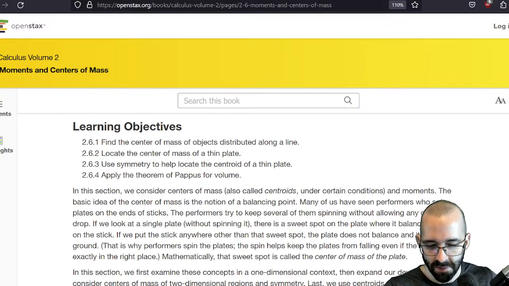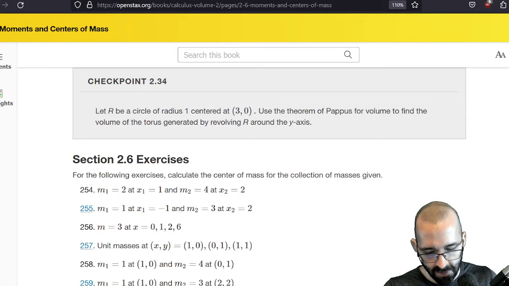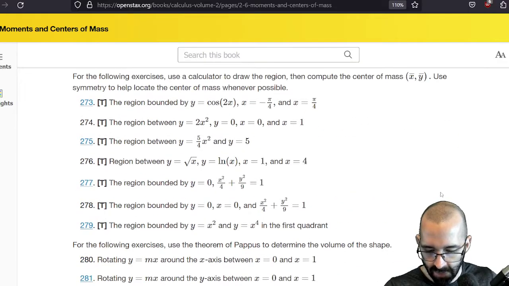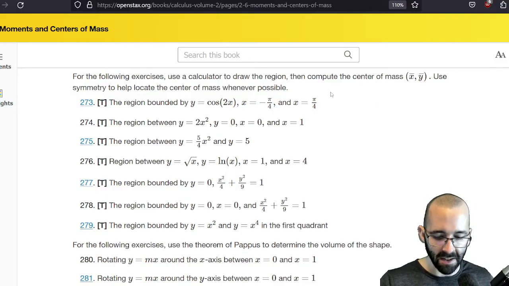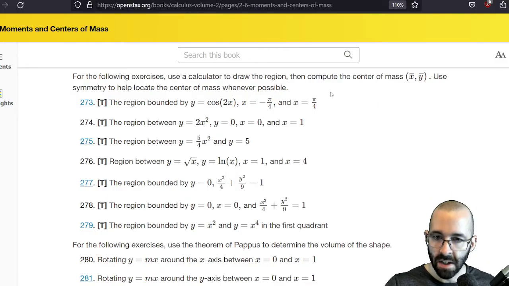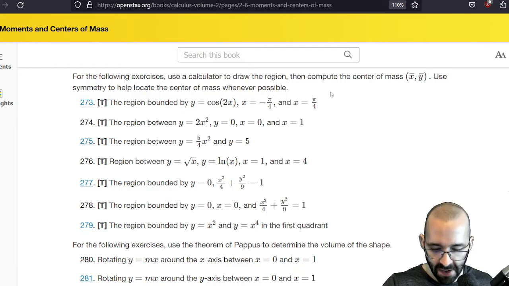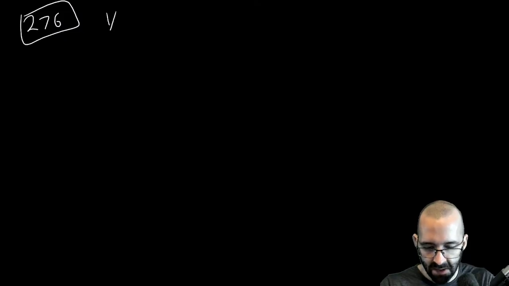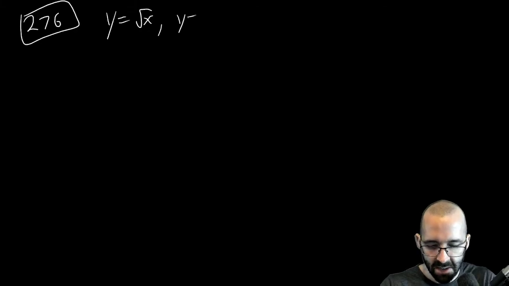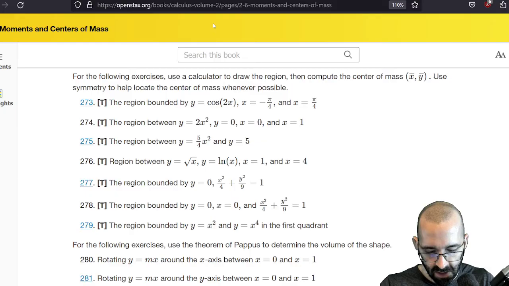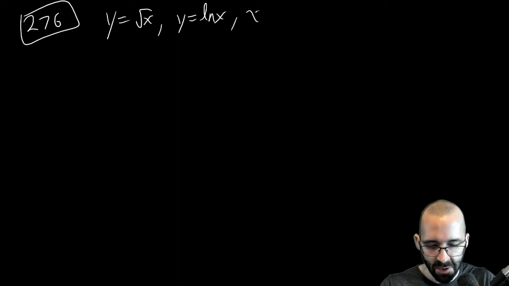Do 276. Use a calculator to draw the region, then compute the center of mass. Use symmetry to help locate the center of mass whenever possible. So, 276. The region is between y equals square root of x, y equals ln of x, x equals 1, and x equals 4.